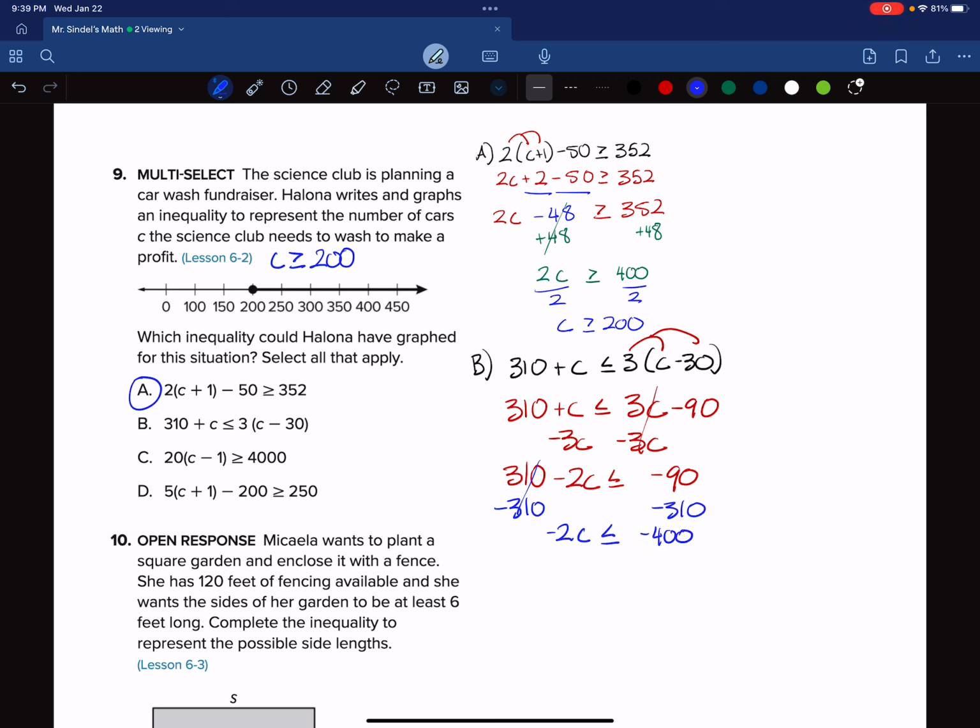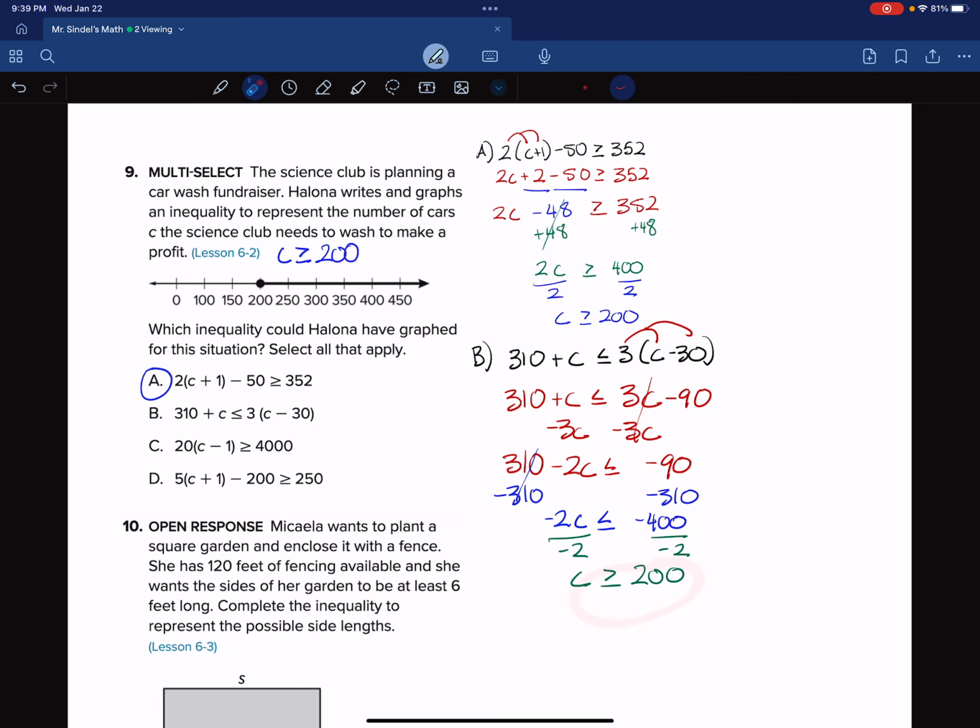And then from here, I'm going to divide both sides by negative 2. C is, okay, we divided by a negative, so the sign flips to a greater than or equal to, and a negative divided by a negative is a positive. 400 divided by 2 is 200. And yet again, I have C greater than or equal to 200, which is the thing that we were looking for. So the answer is A, B, and it might be more than that. We have to check C and D as well.